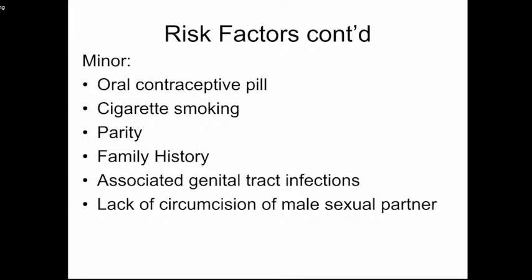Family history is thought to be a minor risk factor. Associated genital infections, this has always been a debate. I think the jury is still out there. And of course, lack of circumcision. We saw earlier that circumcision of the male partner has a somewhat protective role.